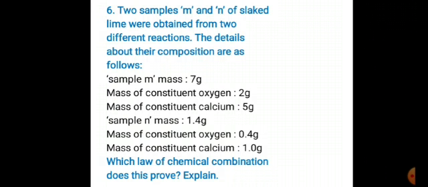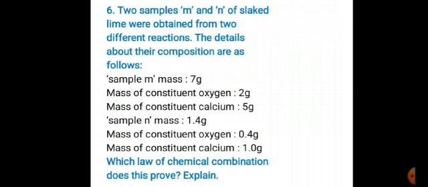Explain. So two samples of slag lime. Slag lime has formula CaO, calcium oxide. Calcium oxide is also called slag lime. So two samples of slag lime are taken and they are obtained from two different reactions. Sample M has weight 7 gram and it contains two constituent elements, oxygen and calcium. Oxygen has mass 2 gram and calcium has mass 5 gram.